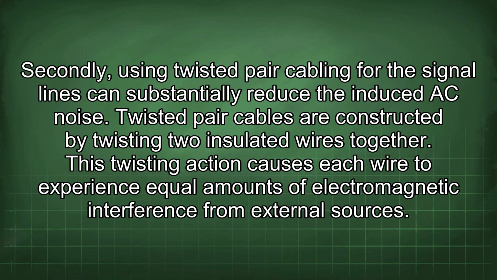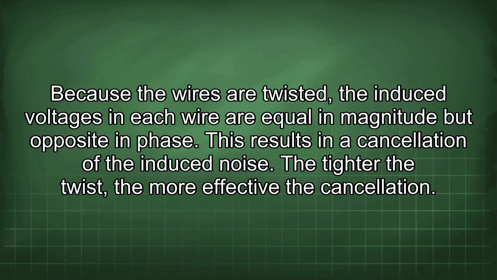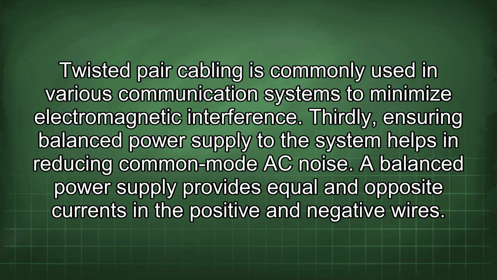Secondly, using twisted pair cabling for the signal lines can substantially reduce the induced AC noise. Twisted pair cables are constructed by twisting two insulated wires together. This twisting action causes each wire to experience equal amounts of electromagnetic interference from external sources. Because the wires are twisted, the induced voltages in each wire are equal in magnitude but opposite in phase. This results in a cancellation of the induced noise. The tighter the twist, the more effective the cancellation. Twisted pair cabling is commonly used in various communication systems to minimize electromagnetic interference.